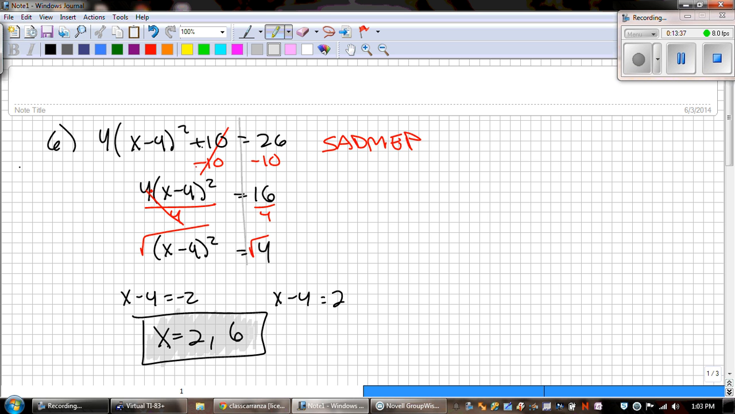And that's our answer. So I'm going to go ahead and cut it right there just because this computer is really making me upset and I'm going to need to restart everything. But those are the first 6 problems.